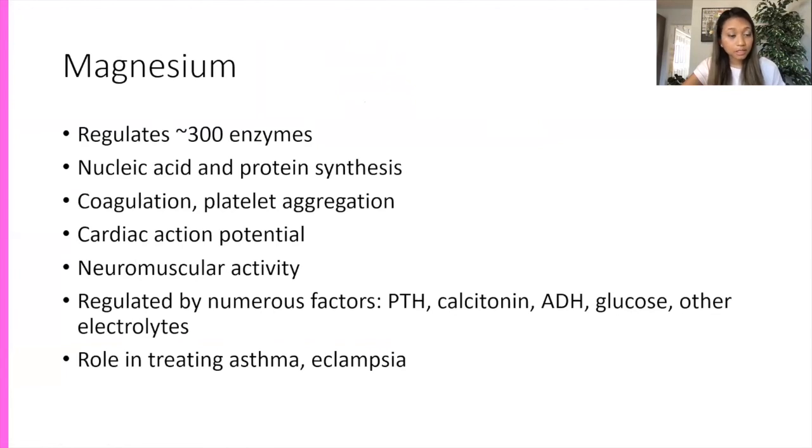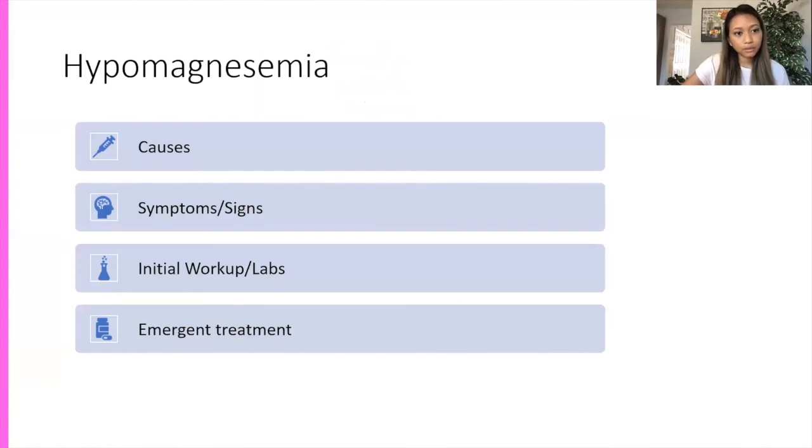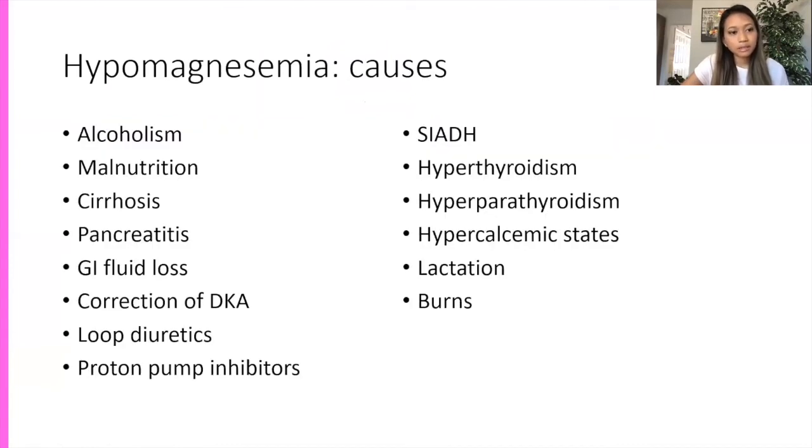So magnesium is super important. It's in enzymes and nucleic acids. It has a role in coagulation, the cardiac potential. It's actually also a treatment in asthma and for eclampsia. So if magnesium is low, multiple causes, all these things are listed in basically every cause of all the other electrolyte abnormalities.